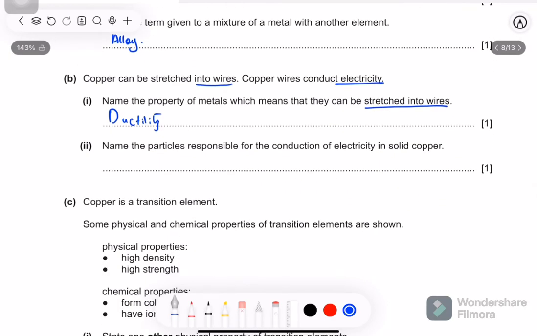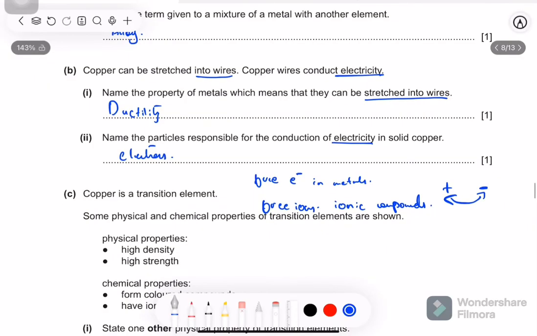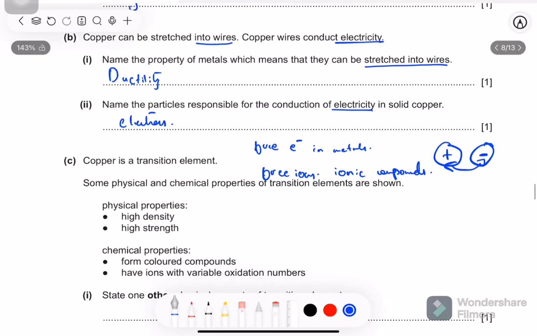Name the particles responsible for the conduction of electricity in solid copper. We know electrons. There are two substances responsible for electrical conduction. Number one, free electrons or delocalized electrons, better to write, in metals, and free ions in ionic compounds. When they are dissolved in solutions, the positive and negative ions separate, so electricity can flow, or better to say that these ions can move, causing electrical conduction.